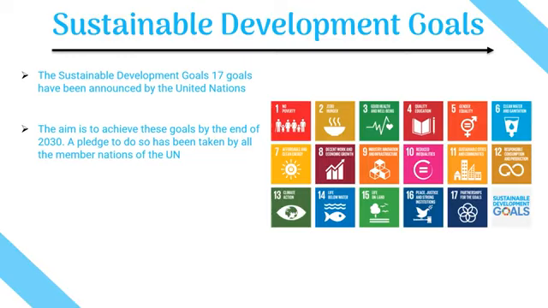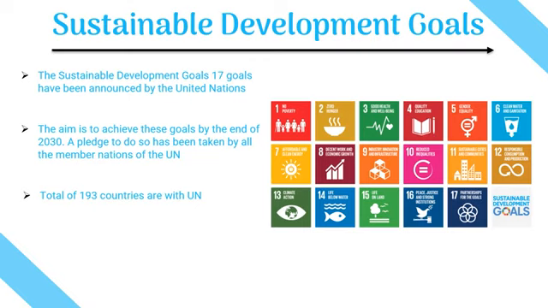So if the question comes in the exam like which countries have taken oath to complete these SDGs, then you can answer: all the member nations of the United Nations. And how many countries are there in the UN? A total of 193 countries are with the United Nations. We have created another video on SDGs in detail, and the link will be provided in the description.